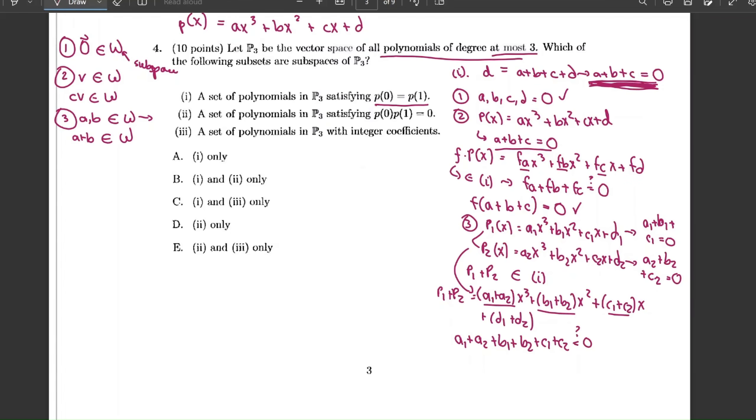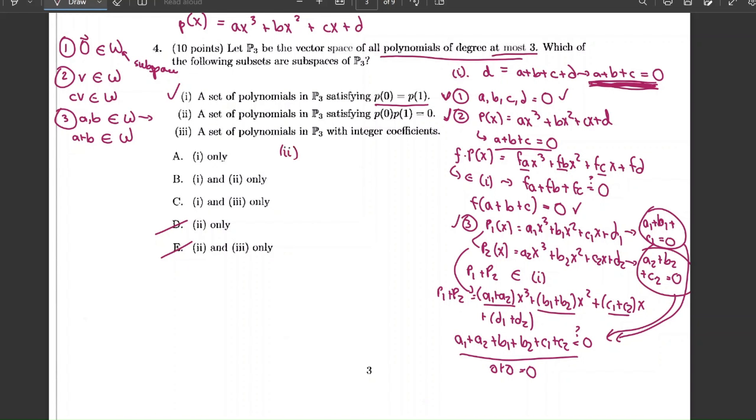Well, hopefully from here and from here you can see that we're just literally adding these two equations together in this equation. So then we just have 0 plus 0, which is equal to 0. And we know this because p1 and p2 are already in the subset. So because of that, this is closed under addition. So because all three requirements are satisfied, so the 0 vector is in it, it's closed under scalar multiplication, and it's closed under addition, this is a subspace, so option 1 is correct. So that means we can eliminate D and E. And now we have 2.